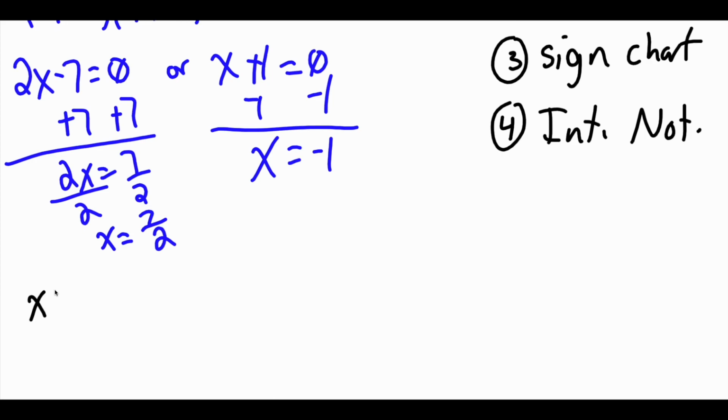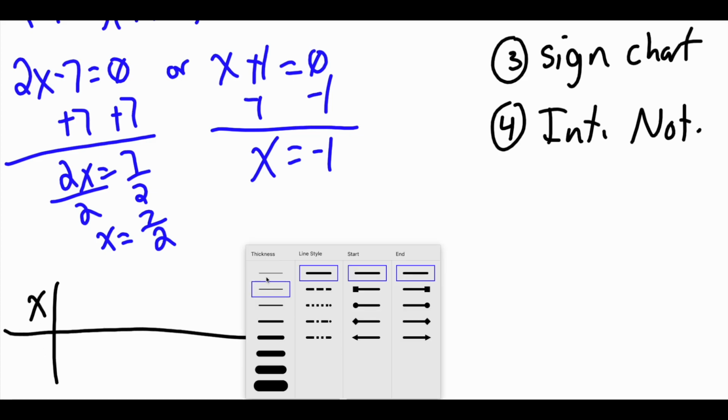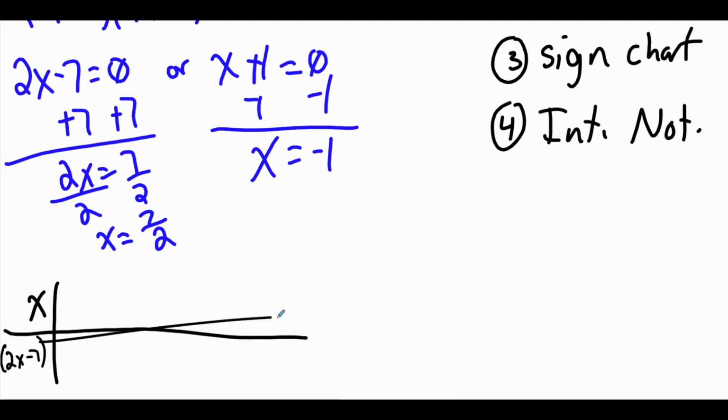I have x, and then my factored form. Let me change the size of this so I can make it a little bit easier to see. I have 2x minus 7. Oops. I don't know what just happened there. Where's my back button? There we go. Oh, it took away too much, but that's okay. 2x minus 7, and then x plus 1.